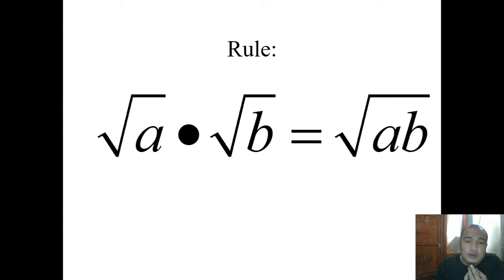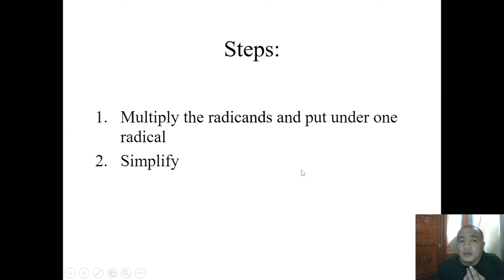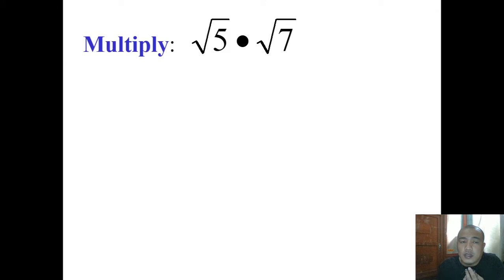So for the rule, square root of a times square root of b is equal to square root of ab. Since they have the same index, this can be written as square root of ab. So just multiply the radicands and put under one radical, then simplify. So example, what is square root of 5 times square root of 7? Answer is square root of 35. Yes, 5 times 7, square root of 35.